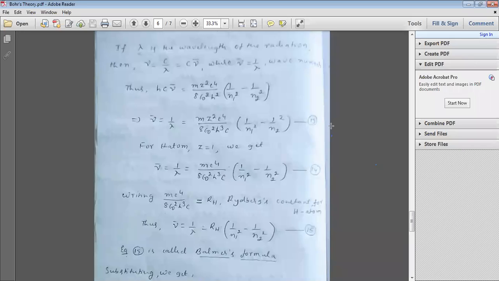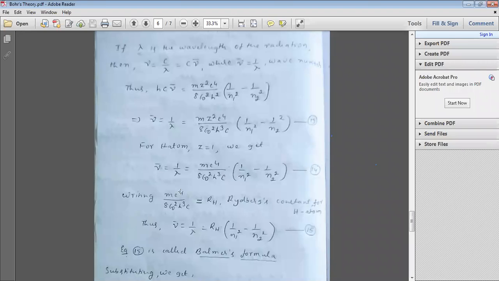Okay, so therefore this term m e power 4 divided by 8 epsilon square h cube c, observe that it is a constant. m is mass of the electron, constant, e is charge on the electron, constant, epsilon naught permittivity of free space, constant, h is Planck's constant, c is velocity of light, constant. So therefore this entire term is a constant. This entire term we write as R subscript H. Okay, this R subscript H is what we call Rydberg's constant for hydrogen atom.